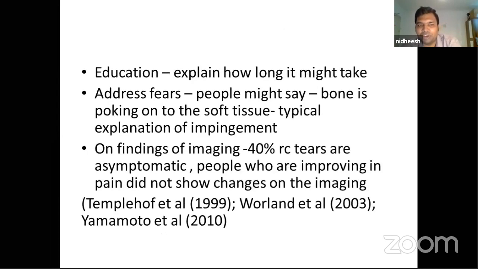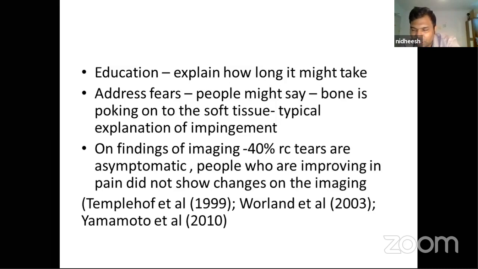So as a part of high value care, I would always educate the patient. I would always tell them, see, this might take this long, this might be happening with you. And a lot of patients have expectations, because the first question they would ask is, do you think that we can treat this? Do you think how long it will take? Because everybody wants to know how long it's going to take. And always address fears, like, for example, say bone impinging onto soft tissue. Explain to them the mechanism of what might be really happening.